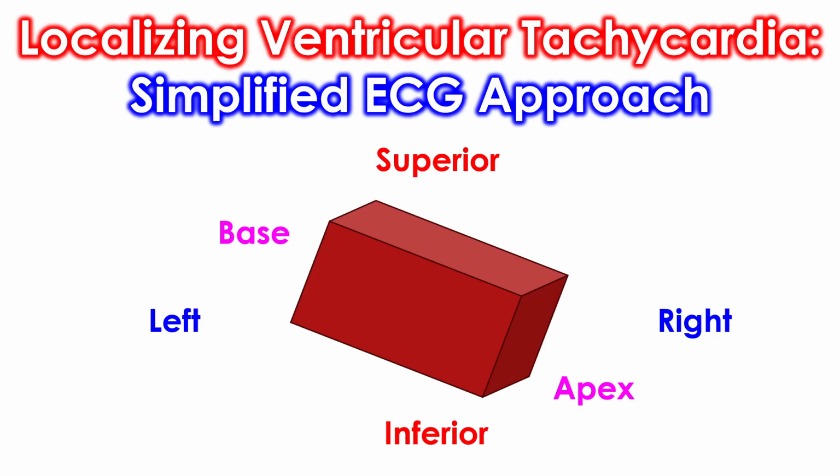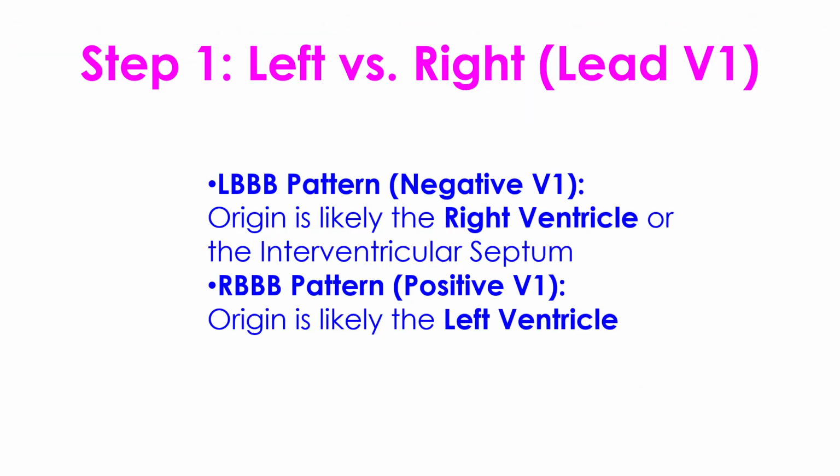You use different ECG leads to check left versus right, superior versus inferior, and base versus apex. Step 1, left versus right based on lead V1. This is based on the bundle branch block morphology.